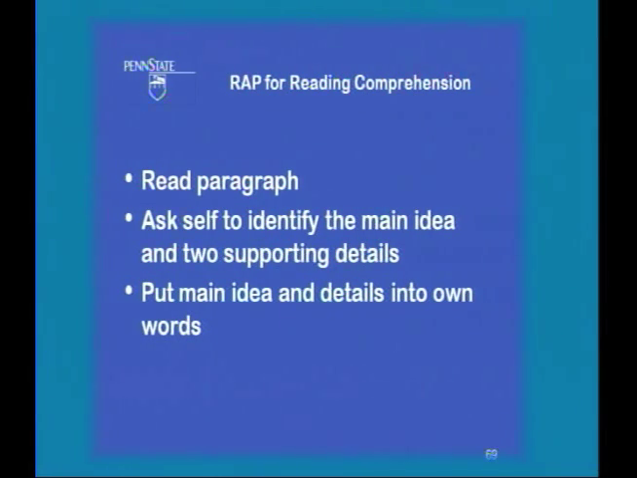For students with significant reading comprehension difficulties, the RAP strategy, however, may be too difficult as is. The teacher in this case may want to teach the student how to identify main ideas first, then teach separately how to identify supporting details, then teach the students how to put it all together.